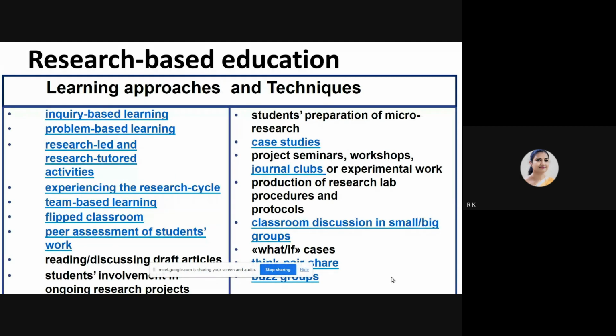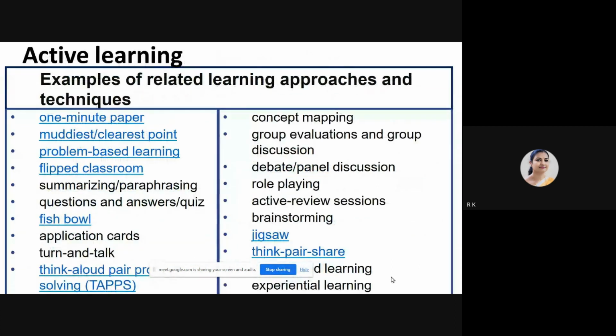Journal club is nothing but, you can have it for marketing journals, HR journals, data analytics journals, different journal clubs where they read the research articles in the journals and then present their reviews. And you can also have production and research lab procedures and protocols, which have to be followed accordingly. Take it for classroom discussion, whether it is small or big, and ask what if something happens, the questions which I've already told. You can ask the questions to the students.